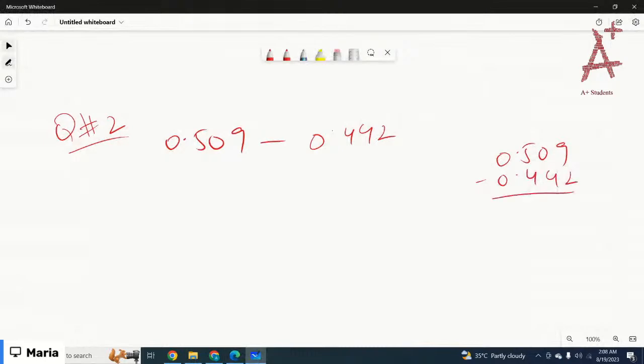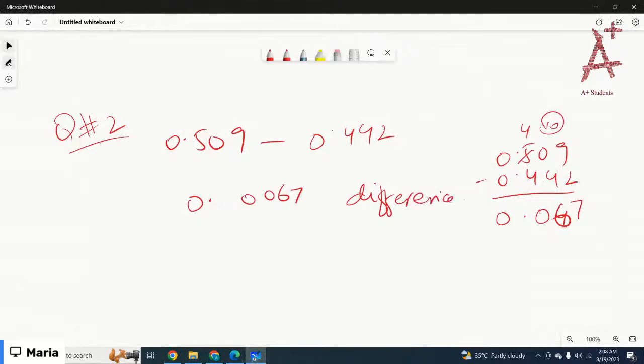So 9 minus 2 is 7. You cannot subtract 4 from 0, so you have to borrow 1. Here you have 10, 10 minus 4 is 6, 4 minus 4 is 0, and 0. So the difference between the heights of the two buildings is 0.067. That would be the difference between the heights, right?